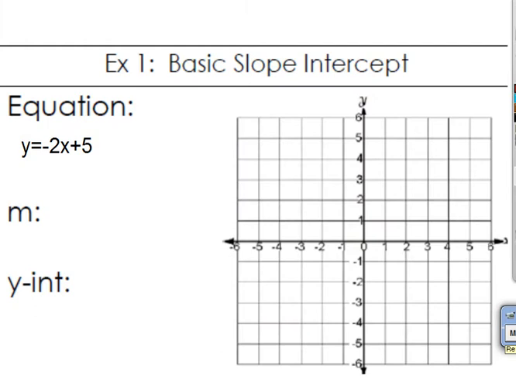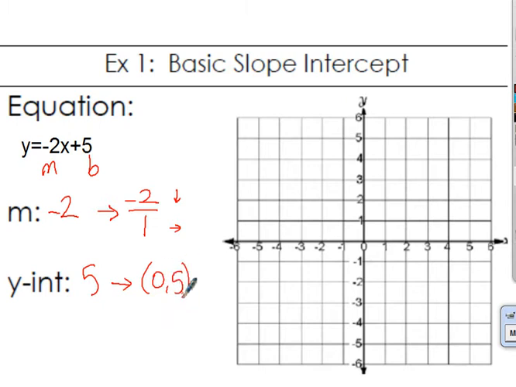Here's our first example. This example is already given in slope-intercept form, where our slope is -2 and y-intercept b is 5. Having slope -2 means our slope will be -2 over 1, which is down 2 and over 1. Y-intercept 5 means this is an ordered pair on the graph. When x is 0, y is 5. So on the y-axis, I will find my y-intercept as 5. At this point, our x value is 0, y value is 5.